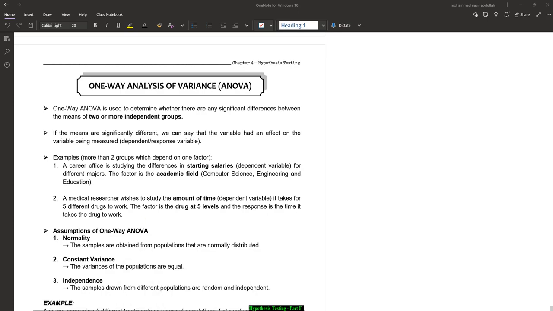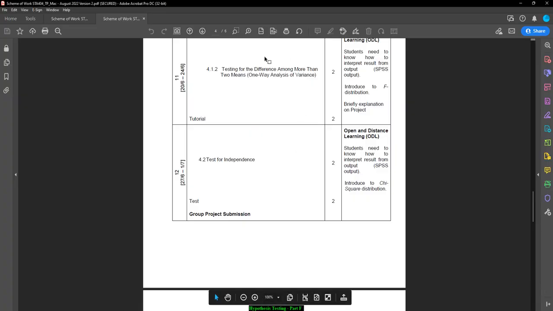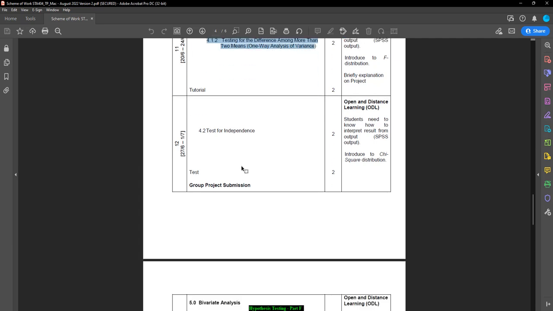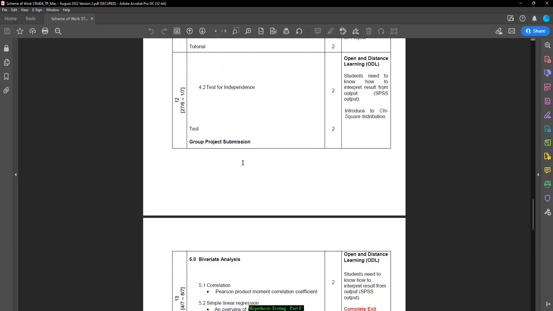Alright, before we start, let's look at the scheme of work. Currently we are in week 11, right? Week 11, supposedly we should cover one-way analysis of variance, but we are already advanced, right? Kita dah habis cover test of independence last class. So this week kita dah habis chapter number 4, right? So next week we will go to chapter number 5.